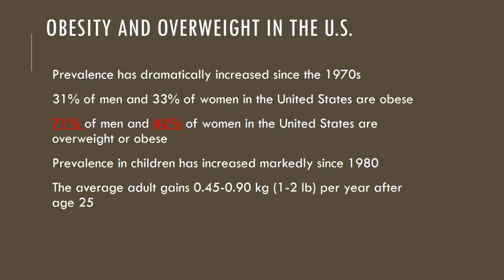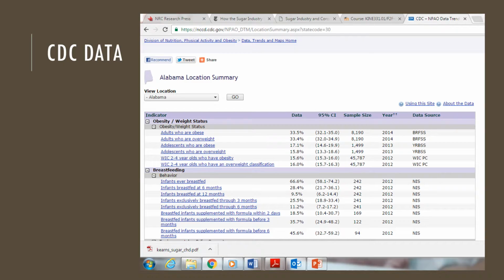Prevalence is also increasing in children. And then the average adult gains 1 to 2 pounds per year after the age of 25. So that may seem like a fairly small amount, but of course after 10 years, if you've gained 10 to 20 pounds, and after 30 years you gained 30 to 60 pounds, then you can see where obesity is a problem. I pulled this straight off of the CDC website.